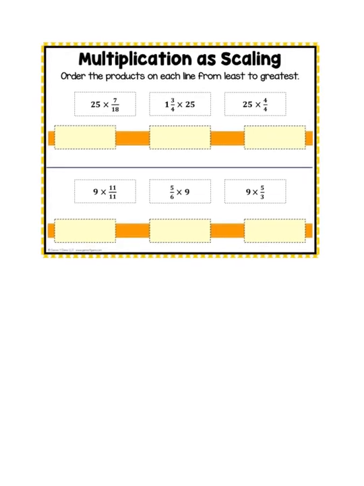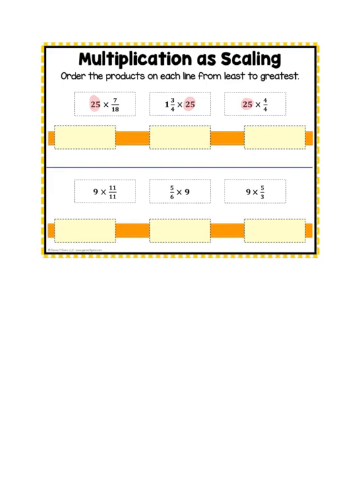Okay, here we're being asked to order the products on each line from least to greatest. So let's look at the factor pairs that we're looking at in each expression. I can see that 25 occurs in each expression.